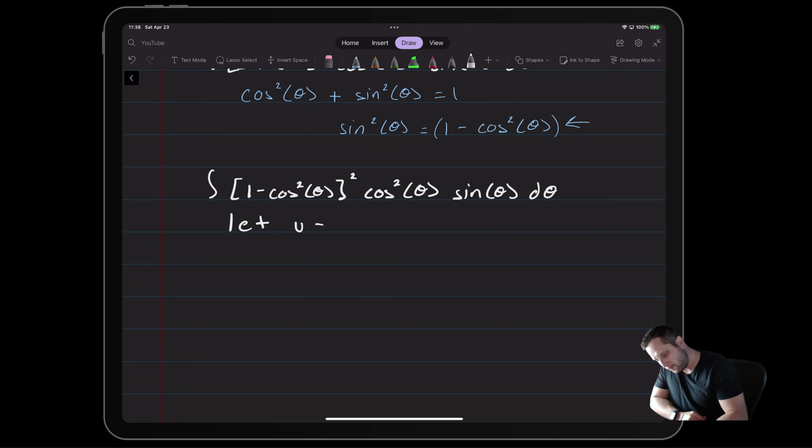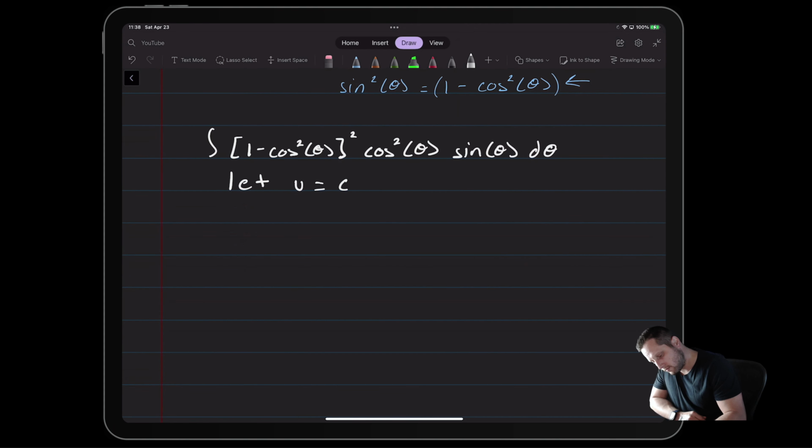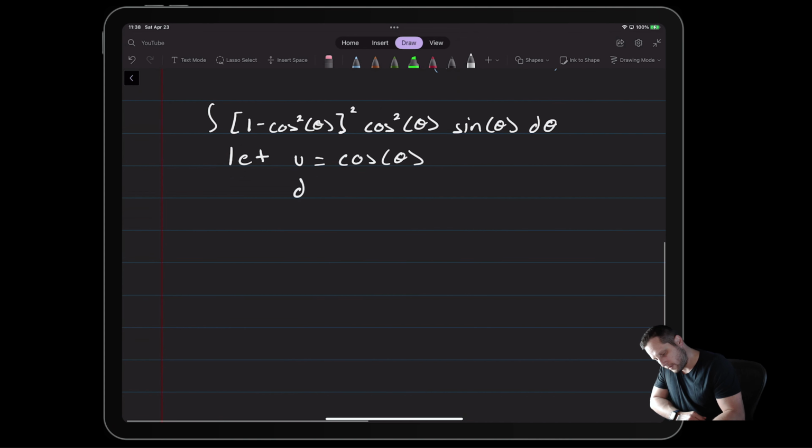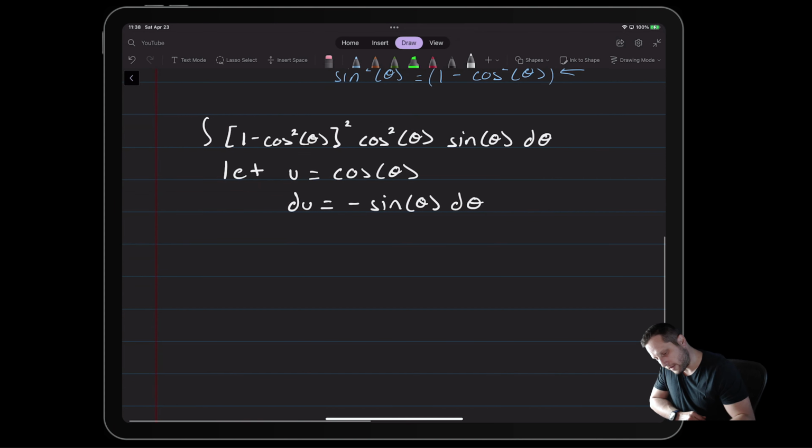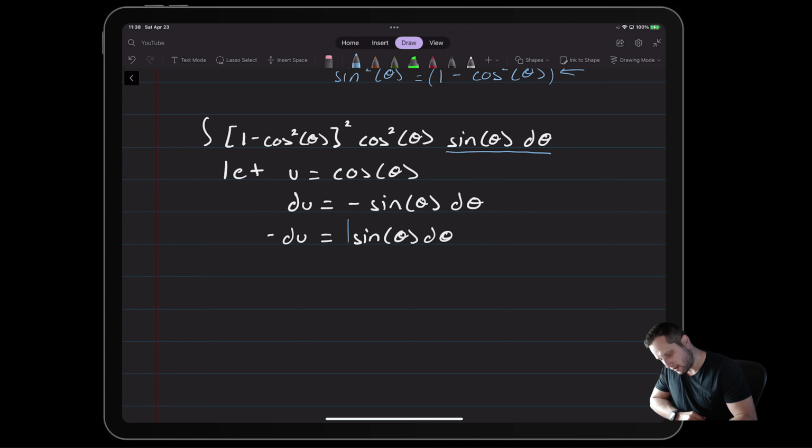So I'm going to let u equal cosine theta. That means du is equal to negative sine theta d theta. Now, I have a sine theta d theta right here, so I want to get that alone in this du statement. So then negative du is equal to sine theta d theta.